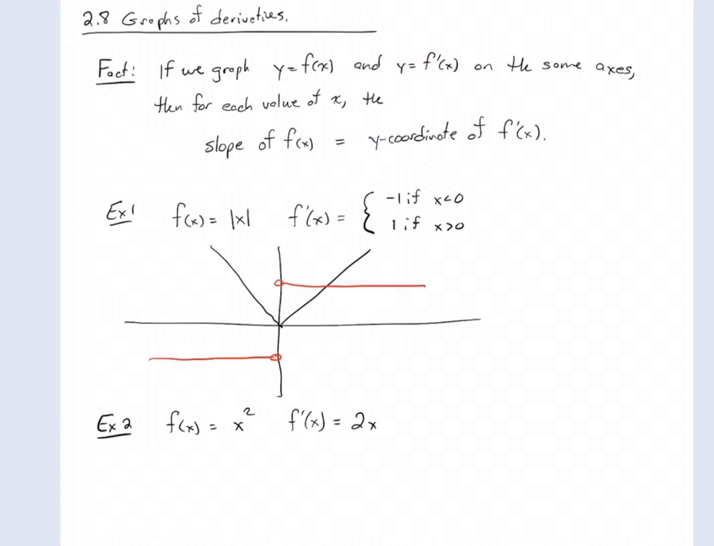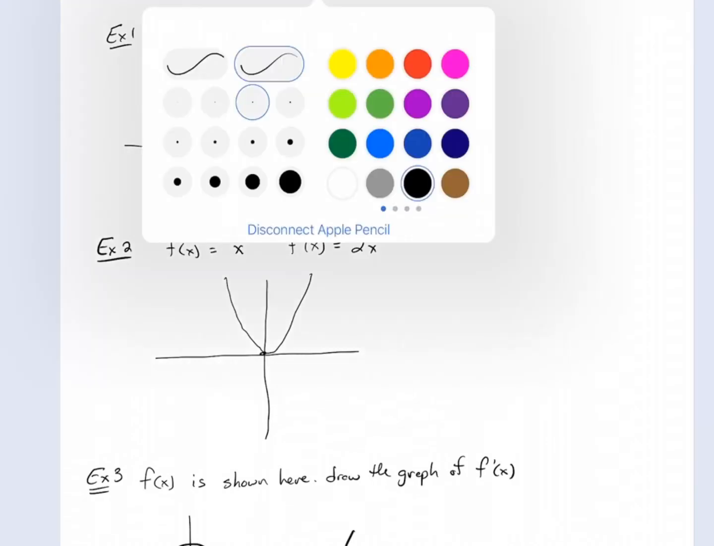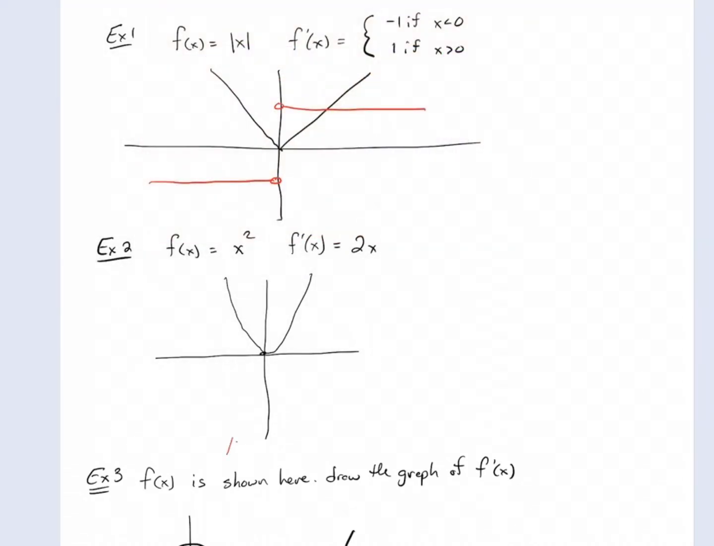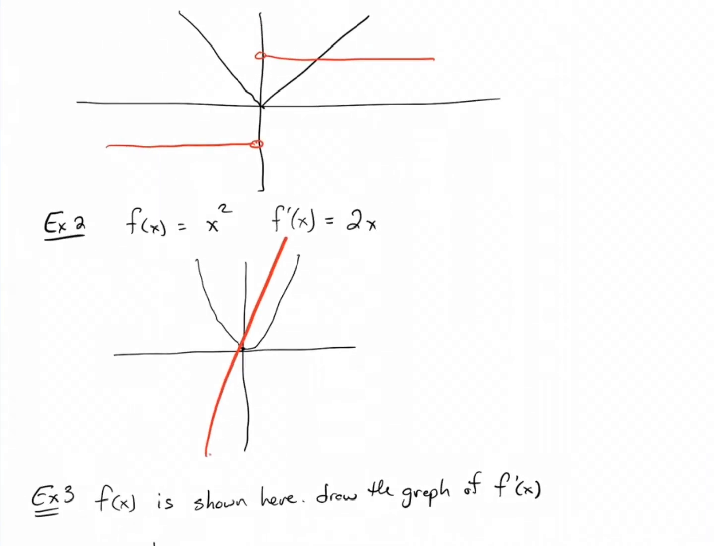All right, let's look at the next one. f of x is x squared, and if you work out the derivative of that, the derivative is 2x. If we graph both of these, f of x looks like this, and then the derivative, 2x, is this. Let me try that one more time. Try to actually hit the origin there.